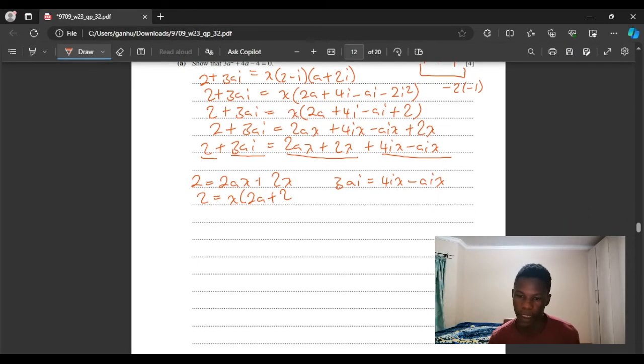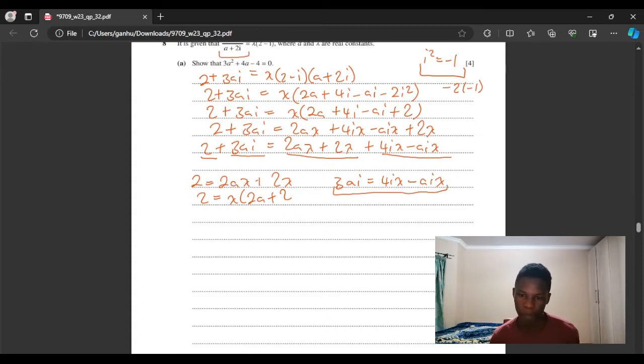Before we do that, what we can actually do is, you notice that in this equation we can easily get rid of the i by dividing both sides by i. So this would become 3a is equal to 4 lambda minus a lambda. And so that actually means we have two equations in terms of a and lambda. So we can then solve those two equations simultaneously to end up with the requested equation.